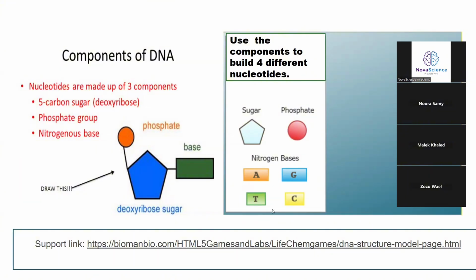Okay, miss, but we saw before uracil. Yes, uracil in the RNA. Here we are not talking about RNA. I'm talking now on the structure of the DNA. Then we will know the RNA, what is the function in the protein synthesis.